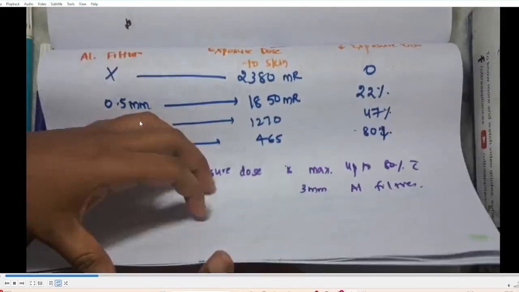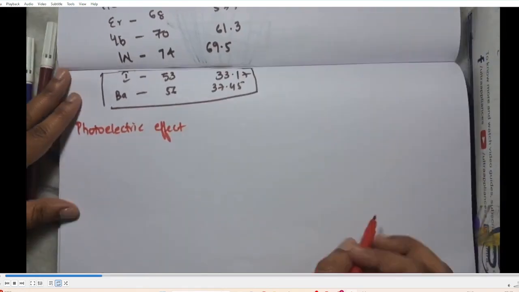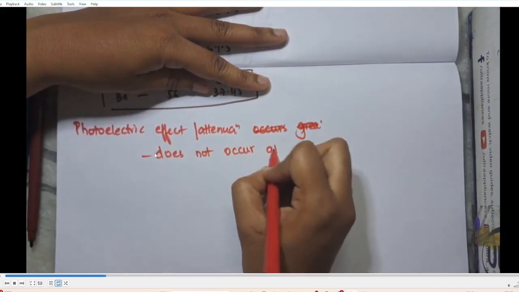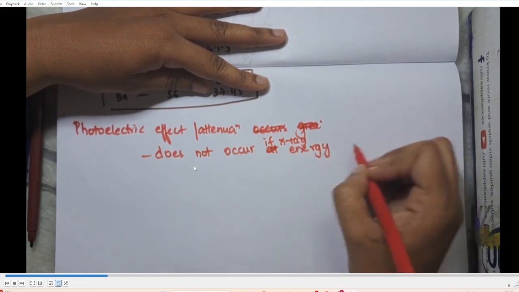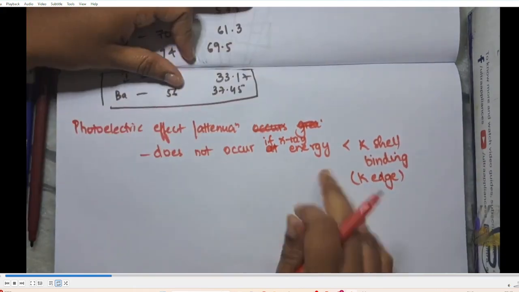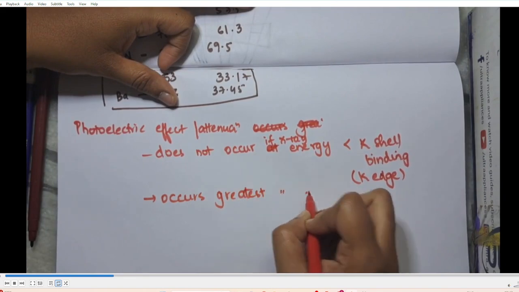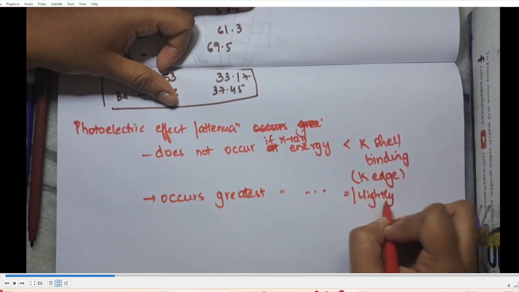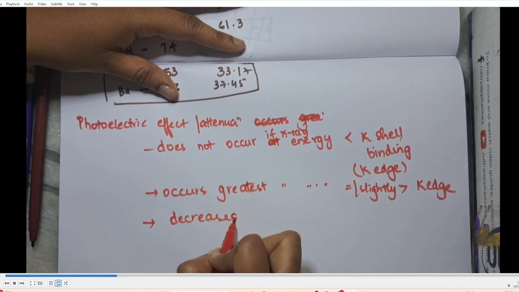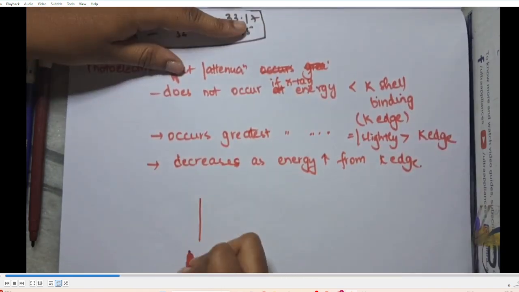So here, if you see, the K edge of all these are given. The photoelectric effect or attenuation does not occur if the X-ray photon energy is less than the K shell binding energy. It occurs greatest when the X-ray energy is equal to or slightly greater than the K shell binding energy, or K edge. So it decreases as the energy increases from the K edge.